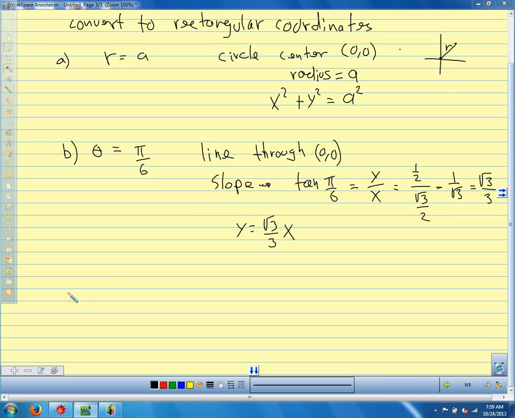All right, let's look at one that's a little more complicated. r equals secant theta.